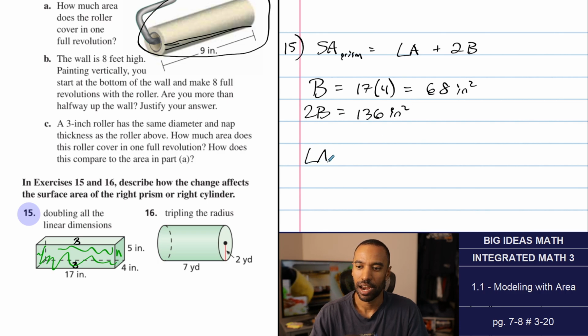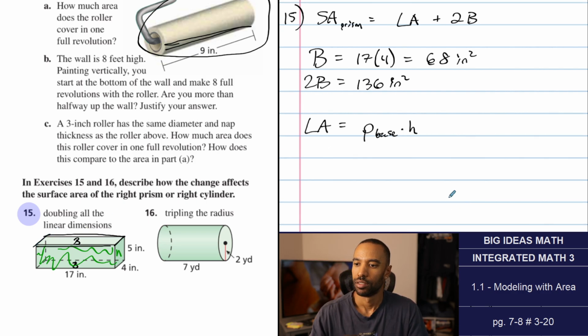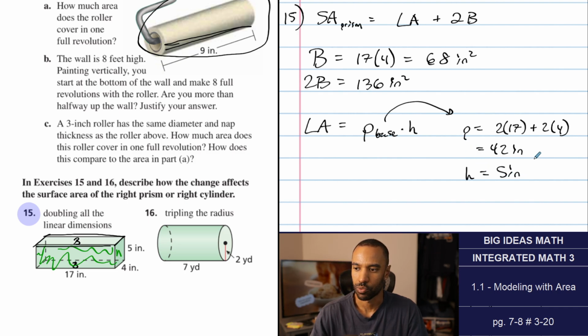Now, the lateral area is going to be the perimeter of your base times height. So I'm not going to get deep in that formula, but for the perimeter of your base, you add 17, 4, 17, and 4. Okay, so perimeter is 2 17s plus 2 4s. 34 plus 8 is 42 inches. Your height is 5 inches. That's where that's going to be used.